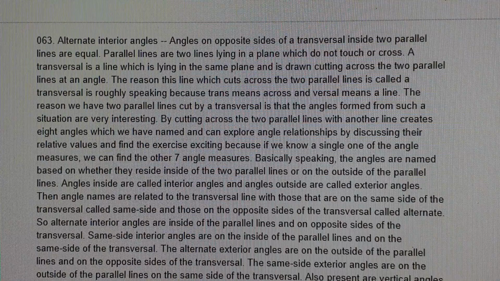Parallel lines cut by a transversal are 2 parallel lines with a single line drawn across them at an angle, creating 8 new angles. Alternate interior angles are angles inside of the parallel lines and on opposite sides of the transversal, and are equal. Related words: same side interior angles, alternate exterior angles, same side exterior angles, vertical angles, corresponding angles, adjacent angles, supplementary angles.